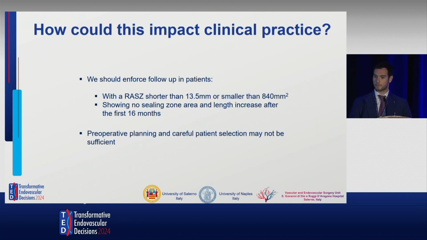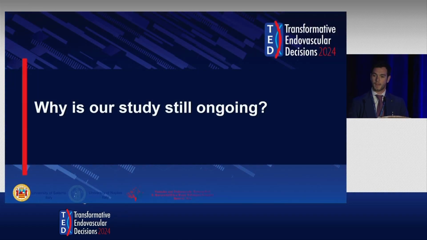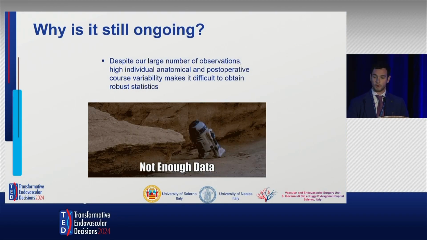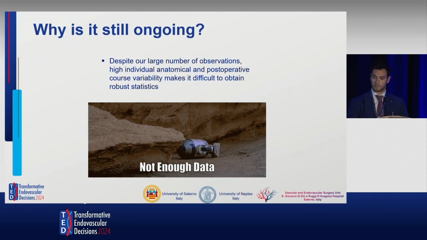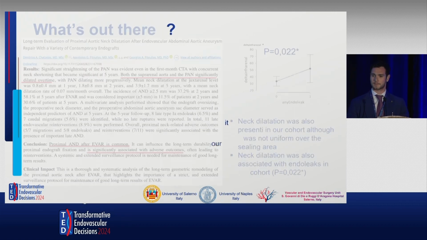Clinical implication of this should be that patients with a shorter sealing zone may be followed up more closely, and that sealing zone should be treated like aortic shrinkage. I mean, if we do not see sealing zone increase in the follow-up CT scans, maybe our patients are at an increased risk of endoleak. Our study, however, is still ongoing because we don't have enough data, because there's a lot of anatomical variability between patients and it's difficult to obtain really robust statistics.